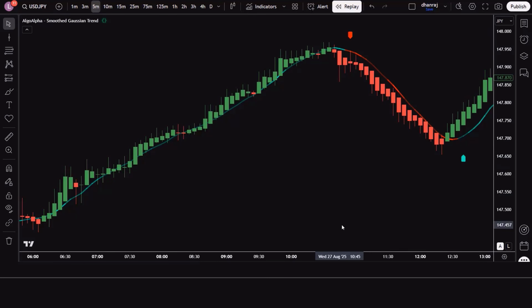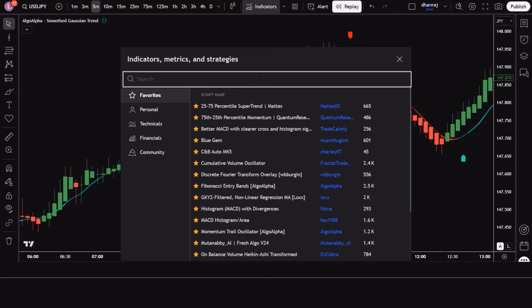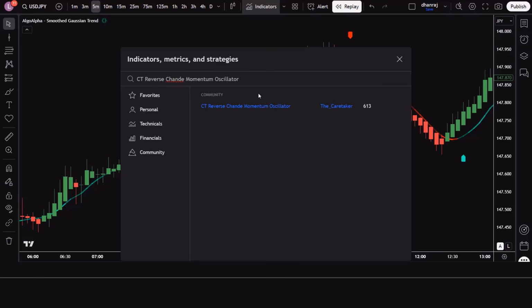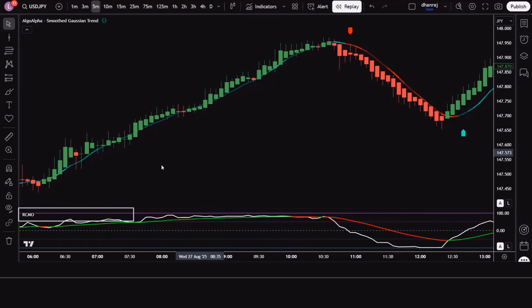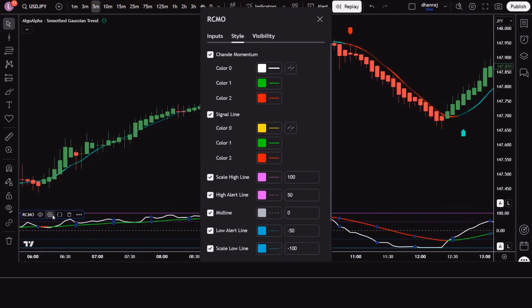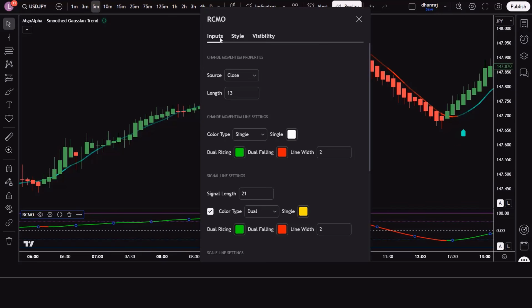After that, we have to apply another indicator on the chart. We will search the CT Reverse Shand Momentum Oscillator indicator in the search box of TradingView. After that, we have to click on the CT Reverse Shand Momentum Oscillator option, in which we have to change some settings. We have to keep this option hidden. We have to change this length option from 13 to 11. We have to change this signal length option from 21 to 19. Now our setup is ready.